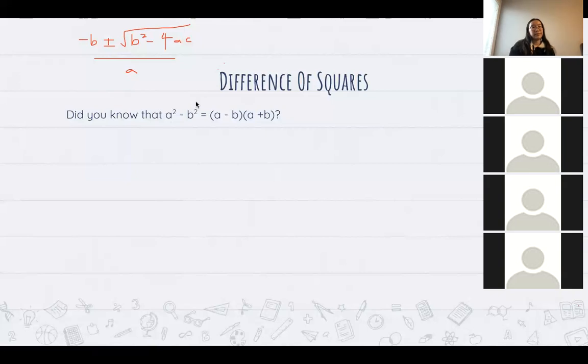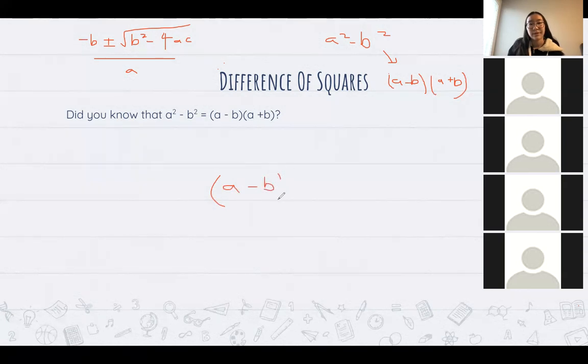Okay, on to something new, which is the difference of squares. So this is just an interesting pattern. If you're given a problem that's just a squared minus b squared, that actually equals a minus b times a plus b. So if you have this memorized, you can automatically know how to factor this. And let's just examine why this works, okay?